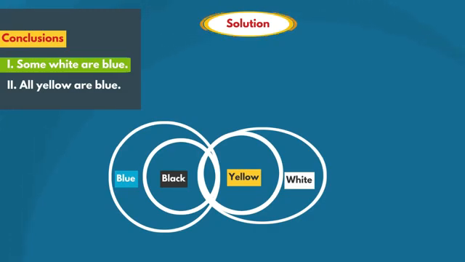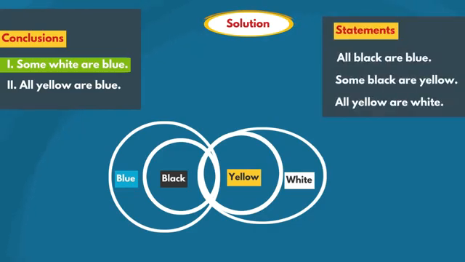So check this conclusion with the basic diagram. In the statements, they didn't give any relation between white and blue. But here in the diagram, there is a relation between white and blue. Here some white are blue. So conclusion 1, some white are blue, is true.